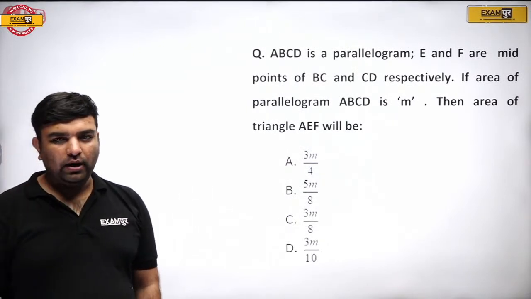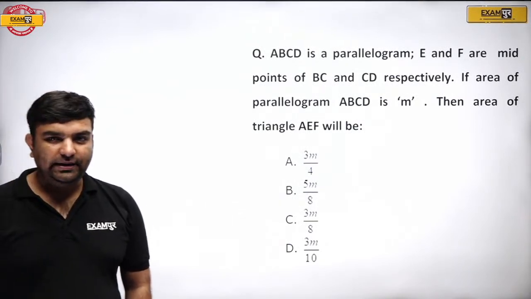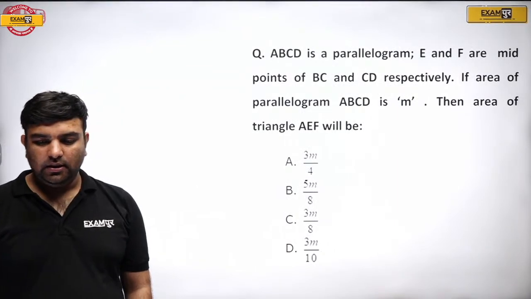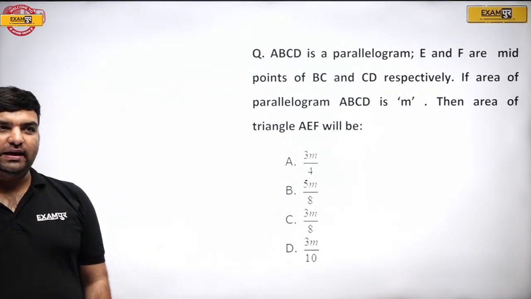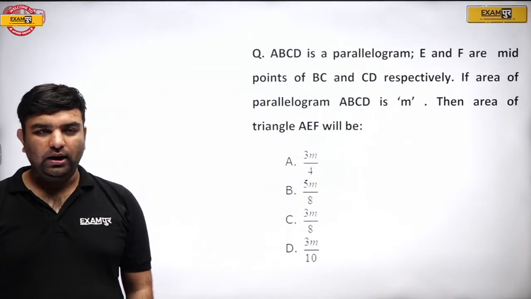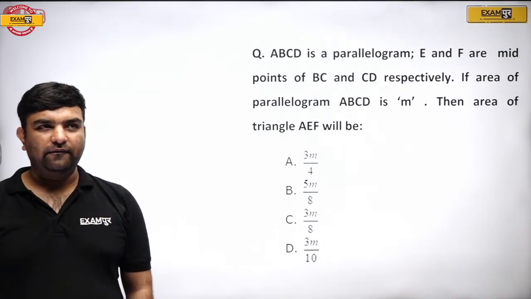ABCD is the parallelogram. E and F are the midpoints of the sides BC and CD. If area of parallelogram ABCD is M, what is the area of triangle AEF?